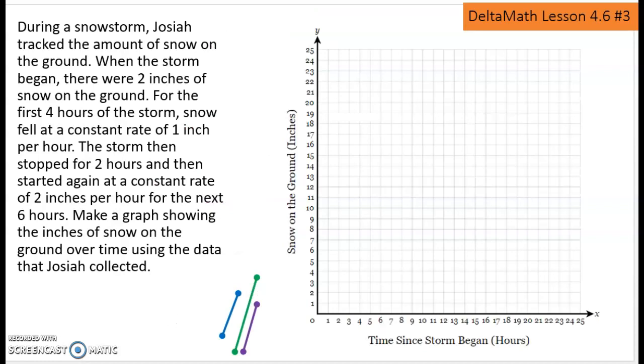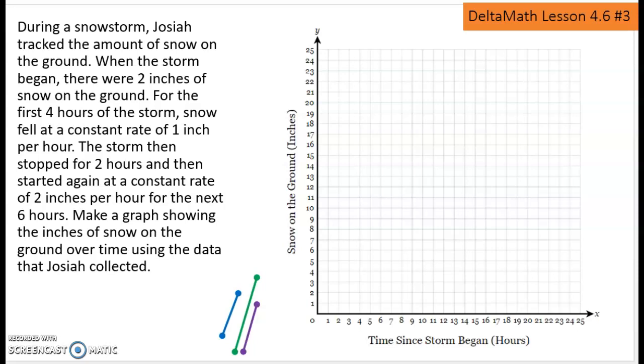This one is number 3 in Delta Math lesson 4.6. So take a second, read through that problem first, pause, and then press play. All right, now that you have worked through reading it first to yourself once, let's break this problem down because we need to create a graph showing the inches of snow on the ground over time.